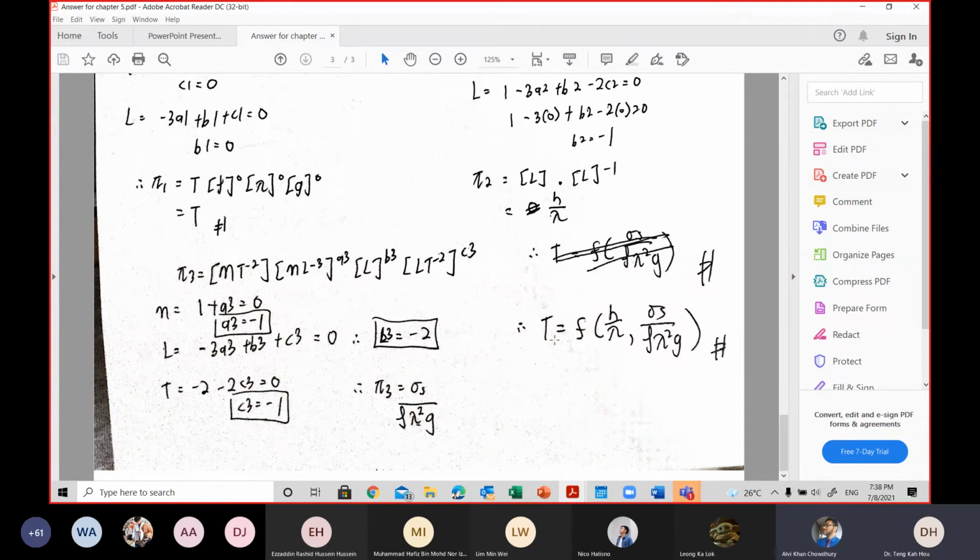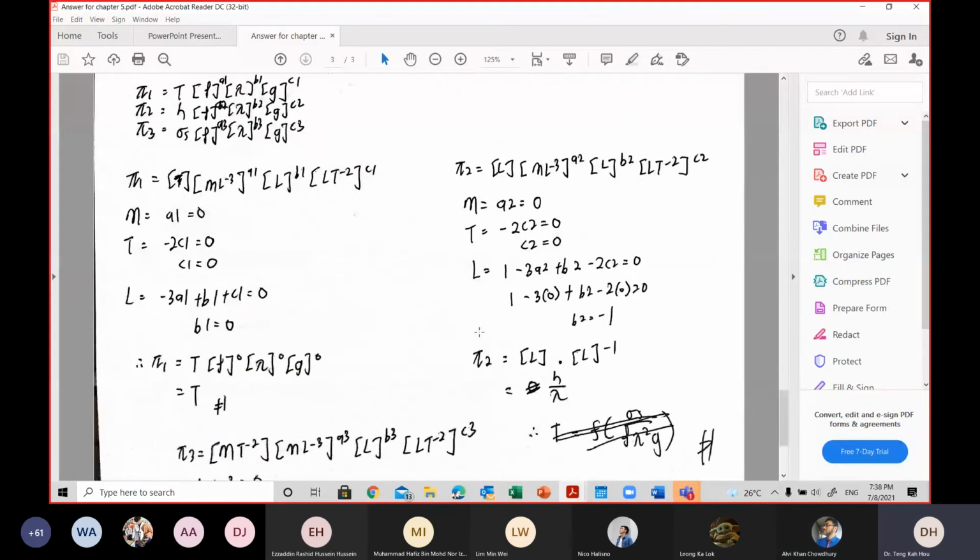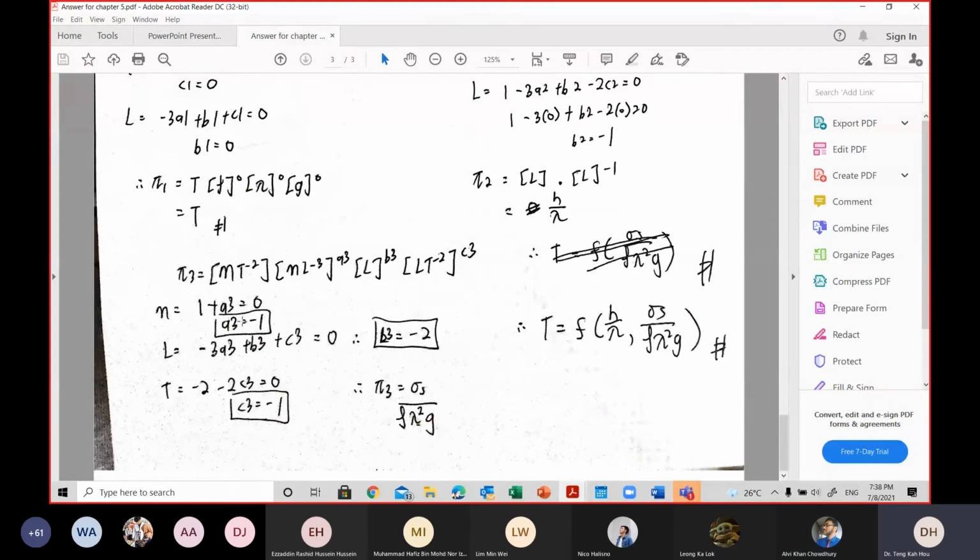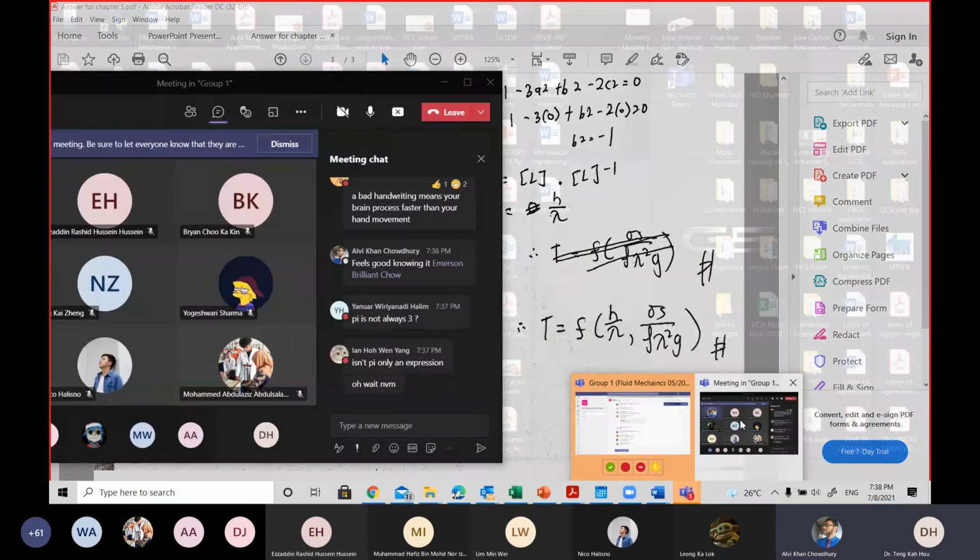Yes, so this is another example for you to try later. I get my pi1, pi2, and pi3. The question didn't ask me to prove, so what I can put is only in this format: the function of. Sir, there are some questions in the chat. Maybe you can. Okay.